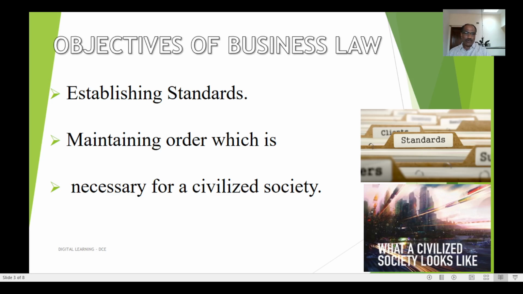Therefore, in order to overcome this difficulty and to provide quality goods and services to the society, the standards are mentioned by the law. And therefore, all the business people have to manufacture or provide services to the society according to the standards which are mentioned.